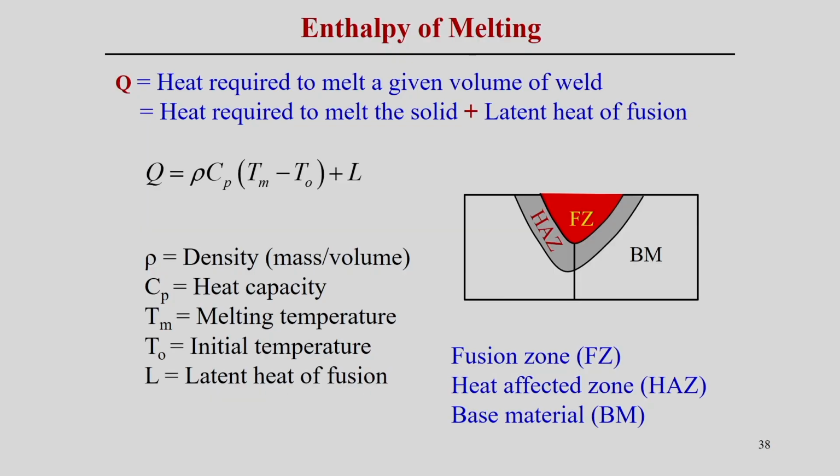Now, if you look at a typical cross section of a weld joint, we can find that in the weld joint, the red zone indicates the fusion zone, and then it creates the heat affected zone, and then the base material unaffected by temperature.